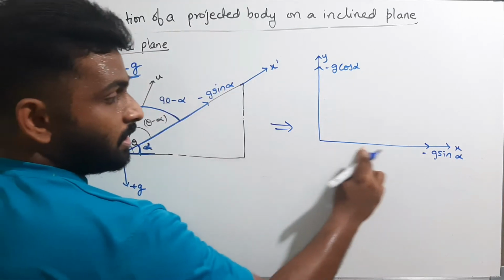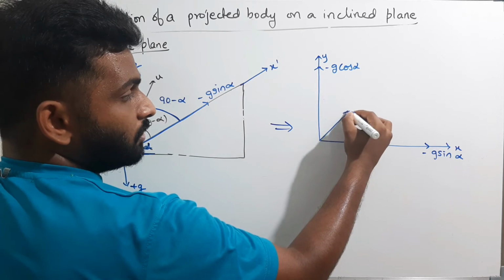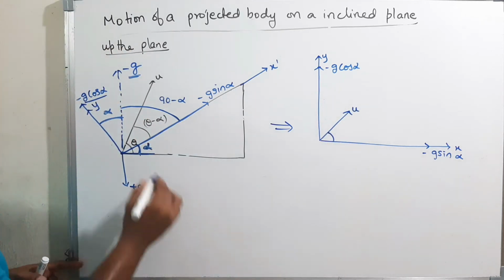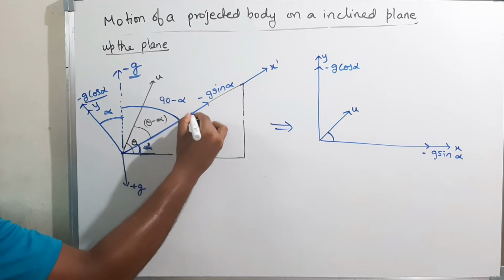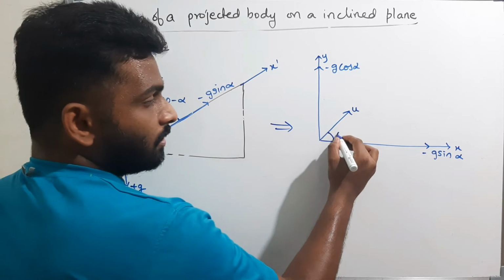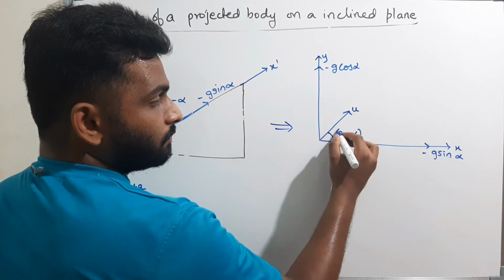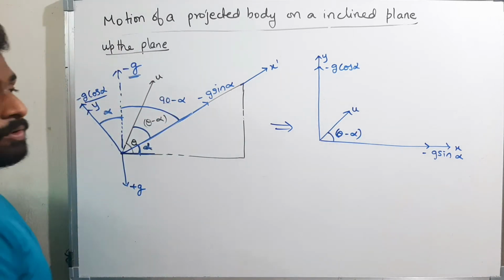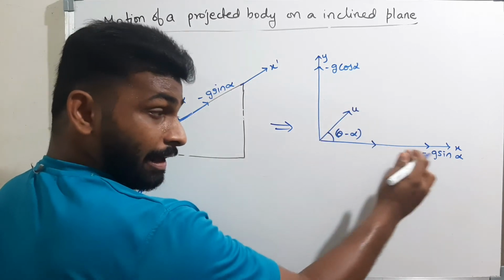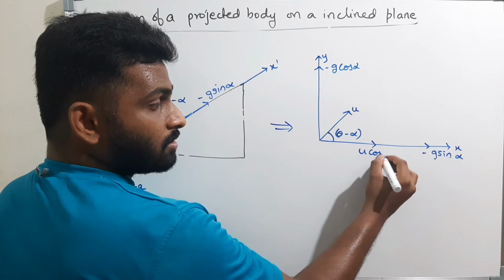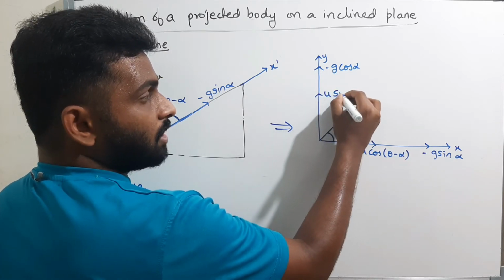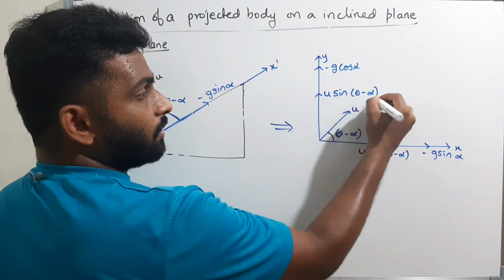Now with this x axis, the body is projected with a velocity u, making some angle. What is the angle made with the plane? The angle made is theta minus alpha. Therefore I am resolving the velocity vector into two components. Along the x axis, that is u cos of theta minus alpha, and along the vertical it is u sin of theta minus alpha.